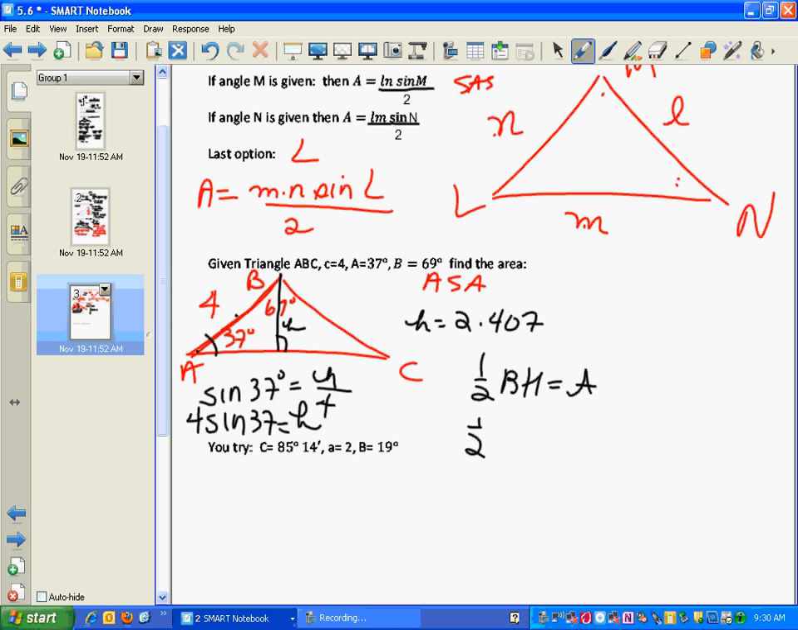So 1/2 base times height is the area. 1/2. What is my base? Did I do this right? No. We don't have a base. Can we find a base? How can we find the base?